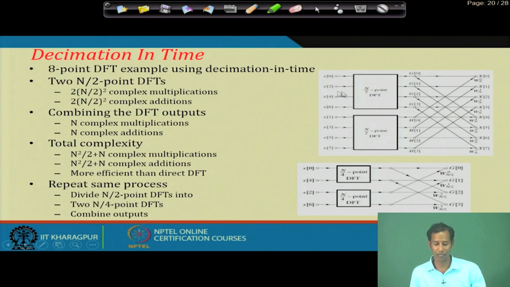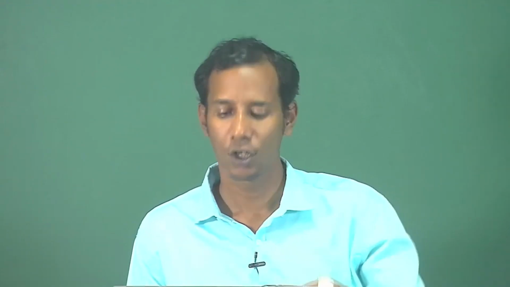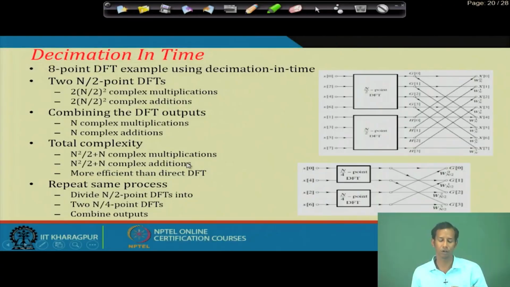If we divide the coefficients, that means we divide the samples into even terms and odd terms, and run this computation of the DFT in parallel, then the requirement for complex multiplication and complex addition becomes a little bit lower than the original DFT implementation. This is if we consider only radix 2.